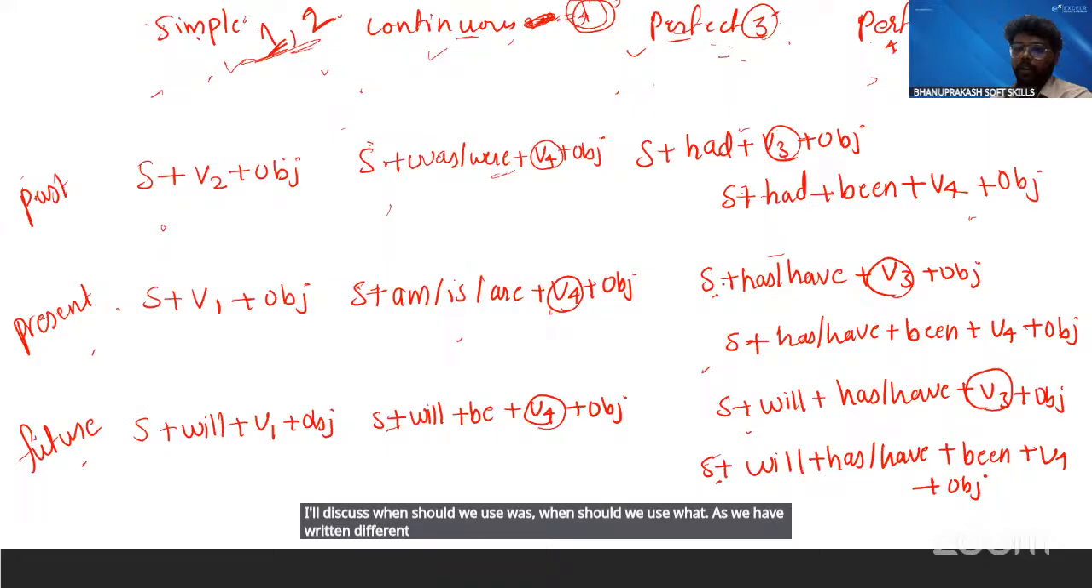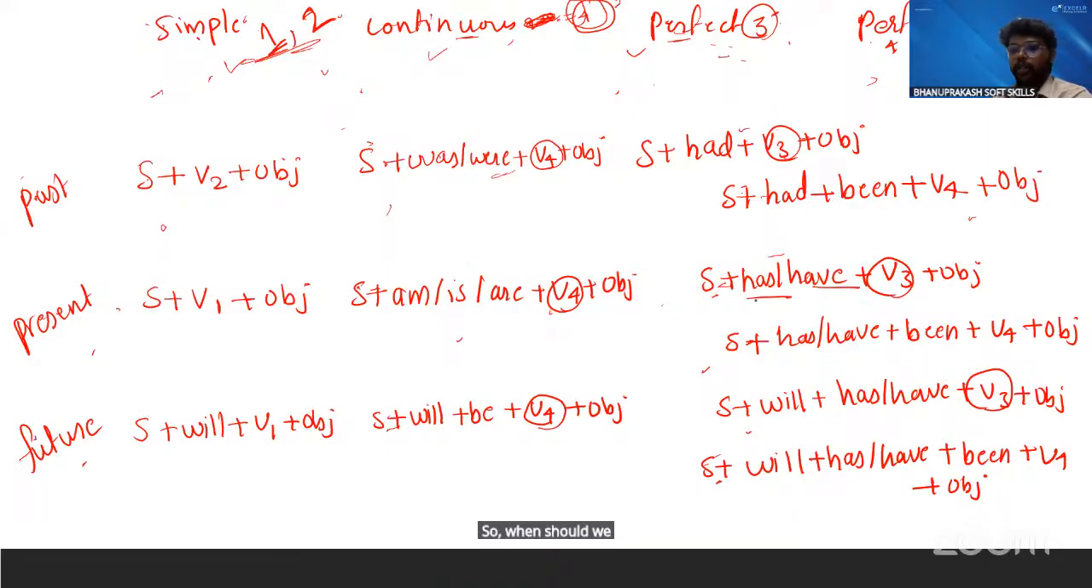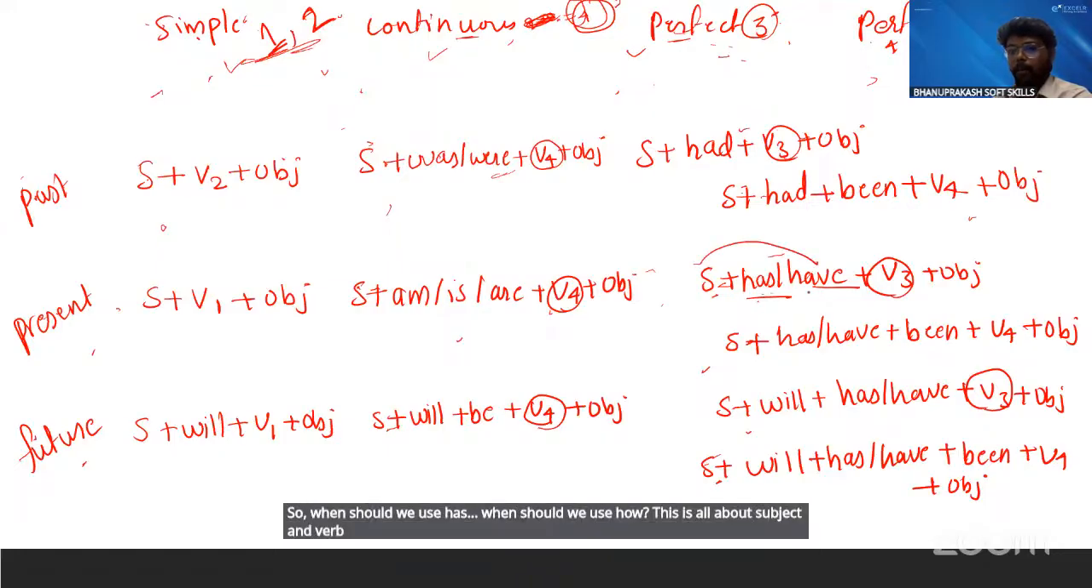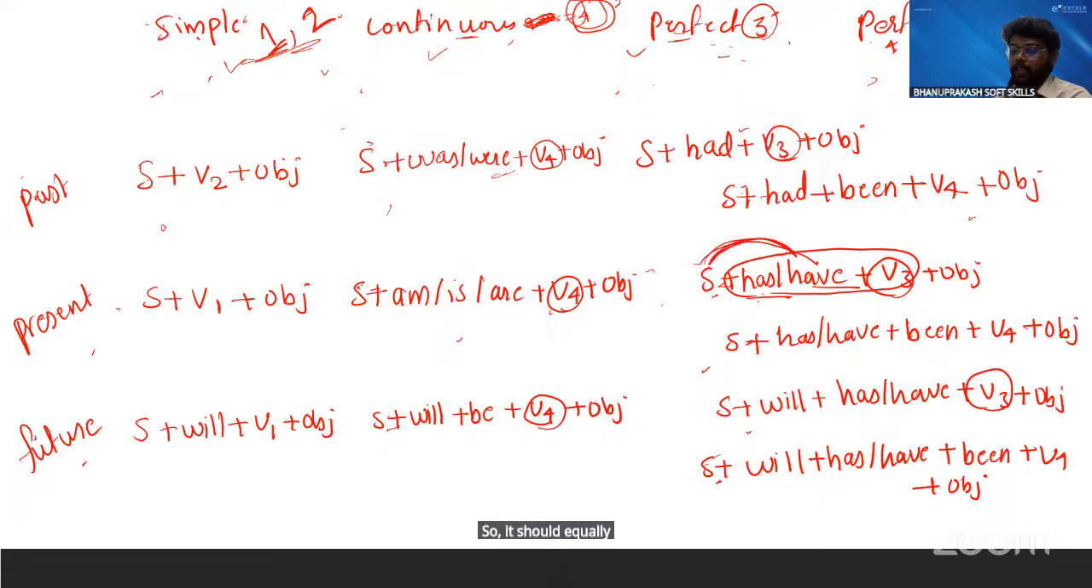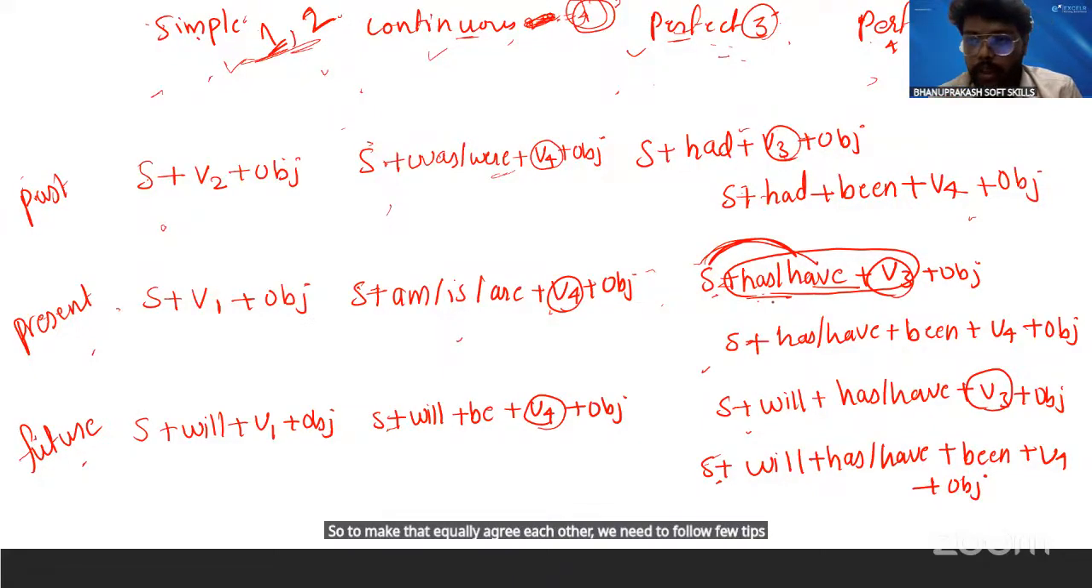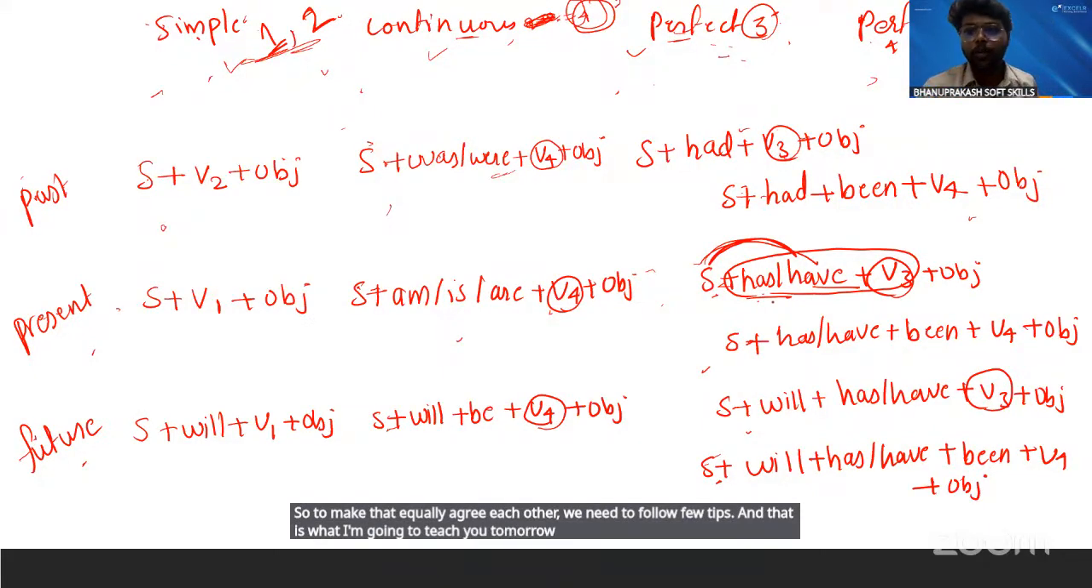Right? Here you can also observe has, have. So when should we use has? When should we use have? This is all about subject and verb agreement. As verb means both helping verb and verb form itself, so it should equally agree to each other. To make that equally agree, we need to follow few tips, and that is what I'm going to teach you tomorrow. If I feed you more, then it is also not good, as that looks so complicated.